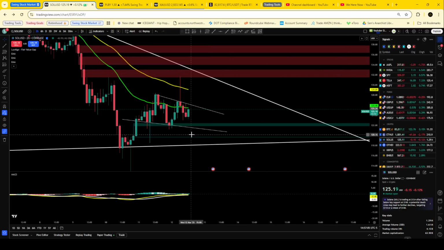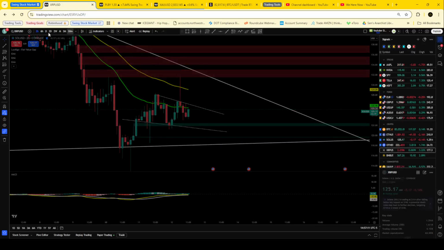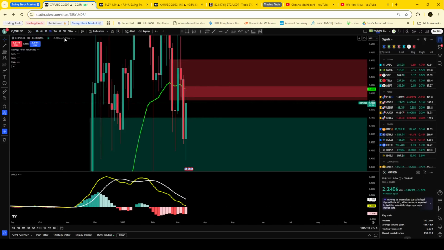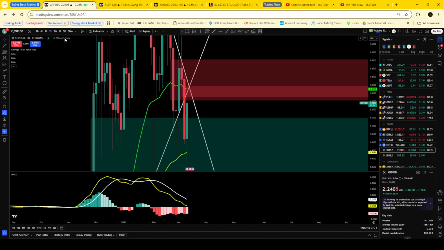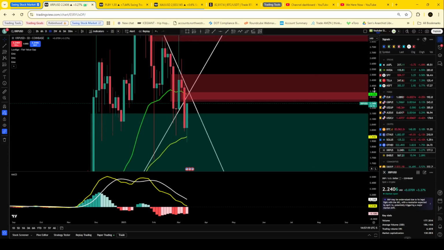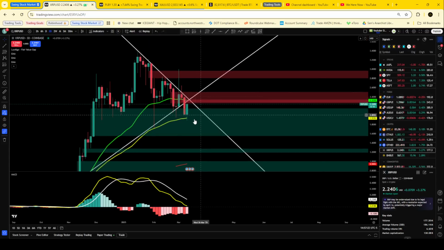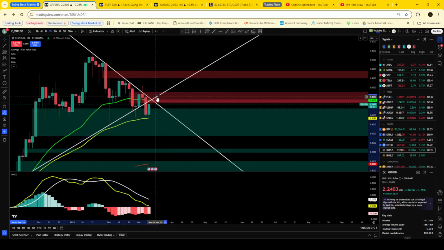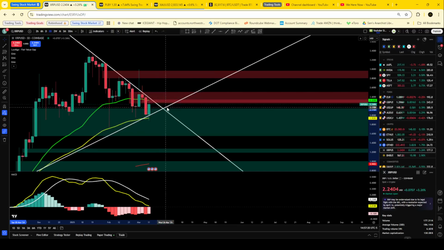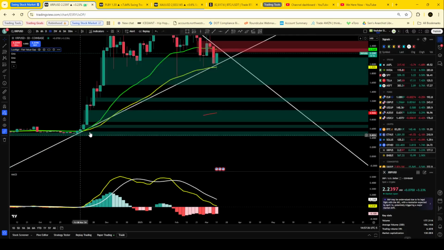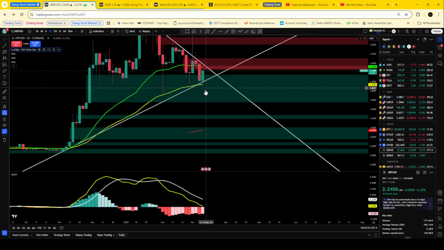Okay, so let's move on to XRP. We should be looking at the daily reversal with a double bottom. You can clearly see this double bottom here. Let's move the trend line down to reflect everything. Three touches and boom, right above the 60-day EMA. So that's good news as well.